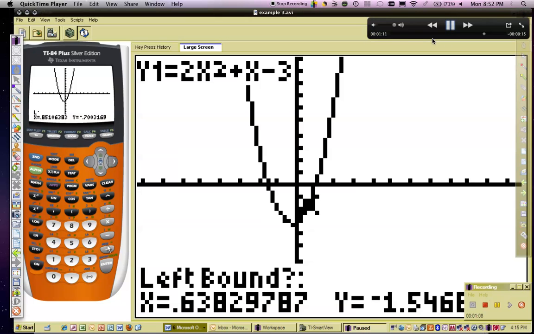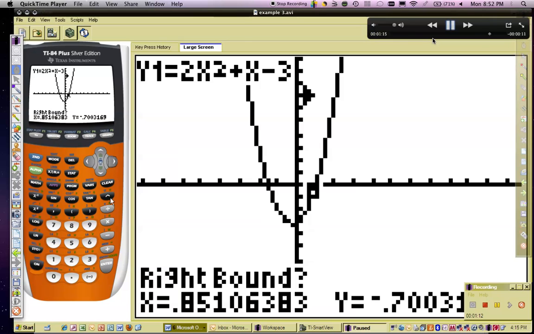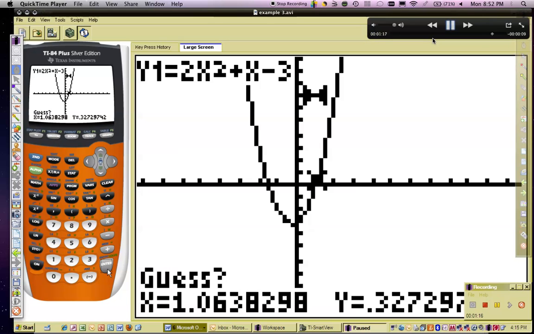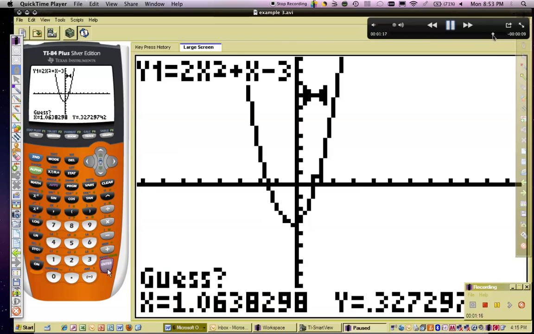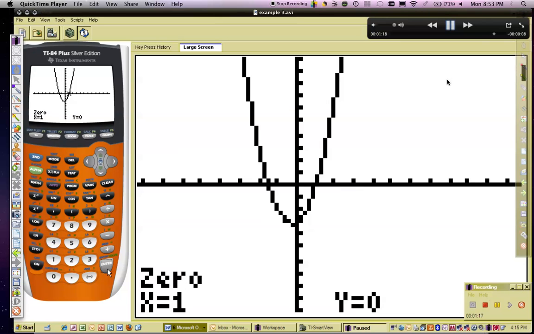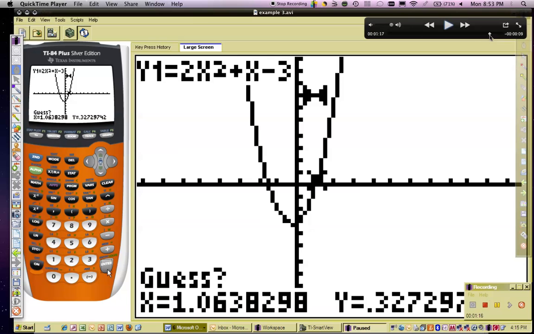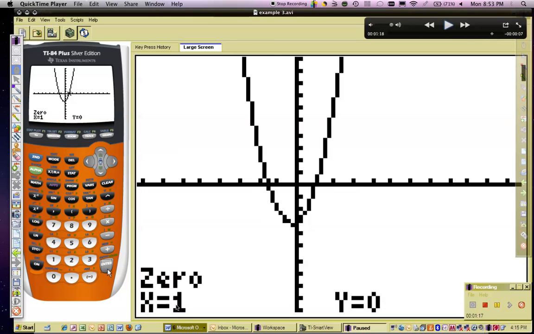Once we're as close as we can get, press enter, and again use your left and right arrow keys. Now we'll find the right bound. We took a guess, and that was very quick, so you might have missed it. It says my 0 is x equals 1. So visually, it was kind of on the mark.